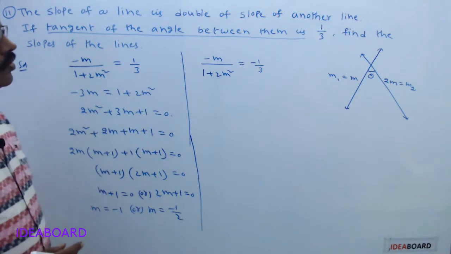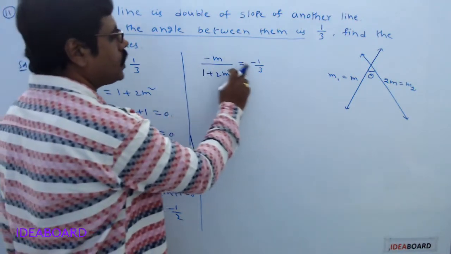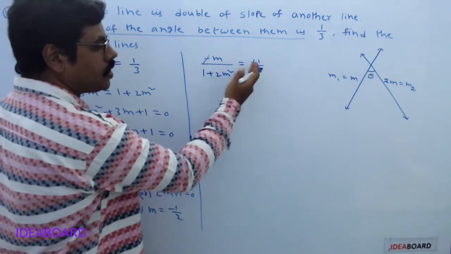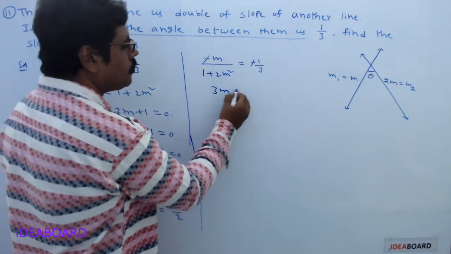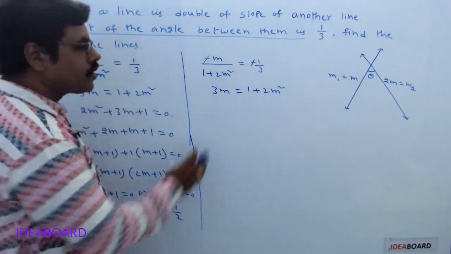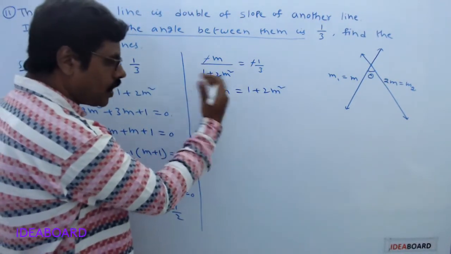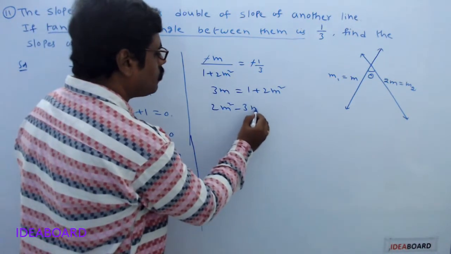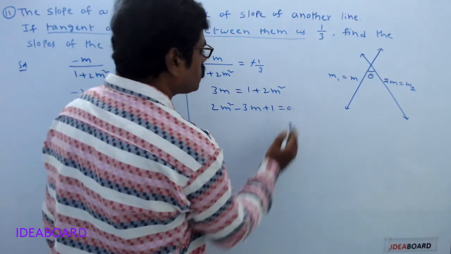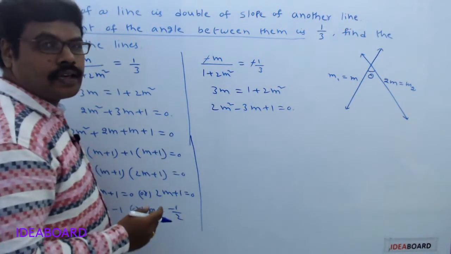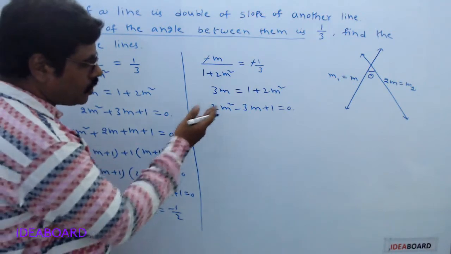Now take the other equation. Here you can cancel the negative sign on both sides. Then do the cross multiplication. 3m equals 1 plus 2m square. Bring this 3m from LHS to RHS. 2m square minus 3m plus 1 equals 0. Now again quadratic equation in terms of m. Write down the factors.